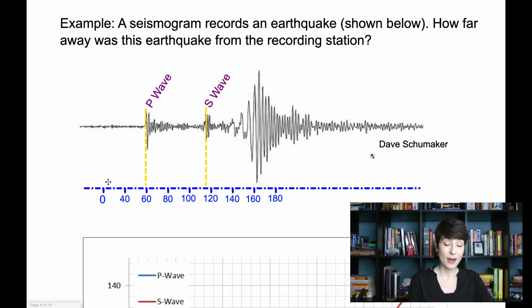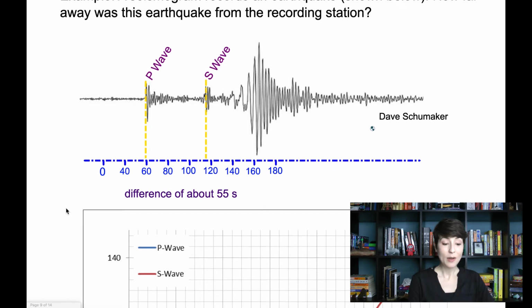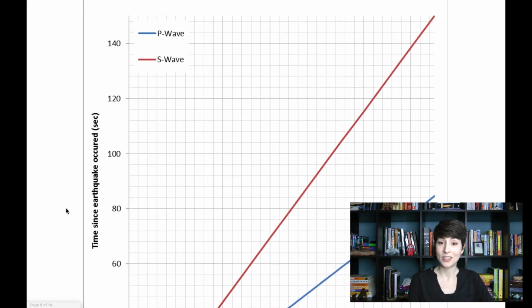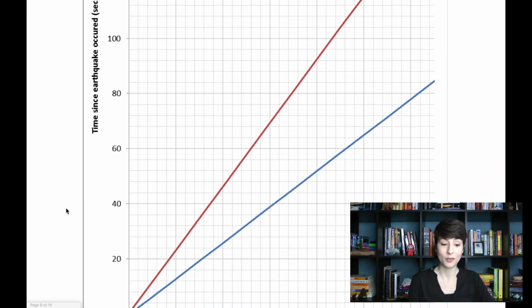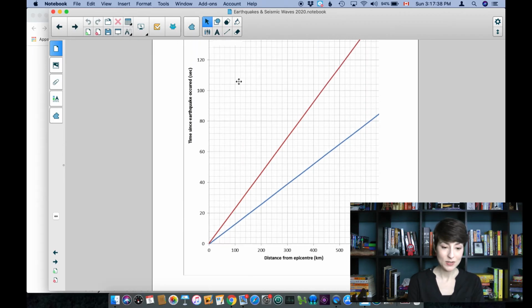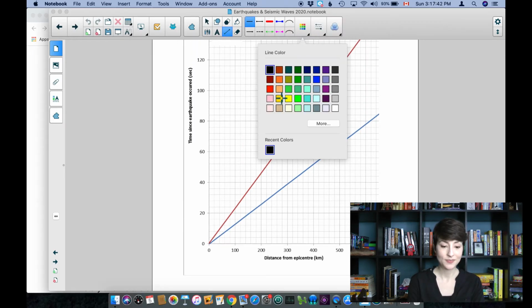Well, from my arbitrary time scale, the P wave arrived at about 60 seconds. The S wave arrived at about 115 seconds, which means that was a difference of about 55 seconds. Now we can use our time travel curve to figure out exactly how far away the earthquake was. So I'm going to use some tools on this computer to help me figure that out.